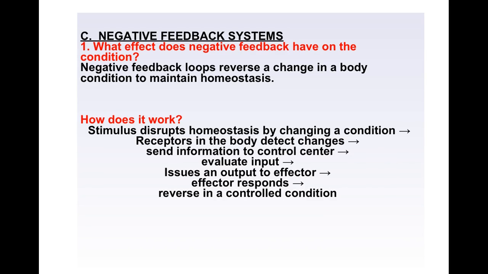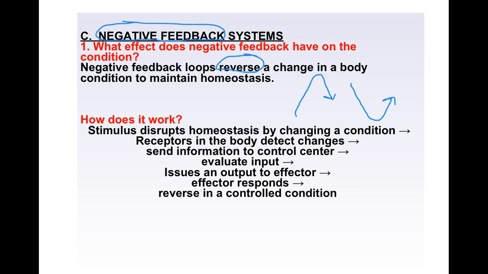Okay, so two basic types of feedback systems. The first one, and by far the most common, is the negative feedback system. What you need to know about negative feedback systems is that it reverses a change in the body. So if something in the body's getting too high, it gets out of homeostasis, negative feedback brings it back down. Conversely, if it's getting too low, it will reverse it and bring it back up. That's all negative feedback means. It reverses the change that occurs within the body. If something gets too low, it brings it up. If something gets too high, it brings it down.